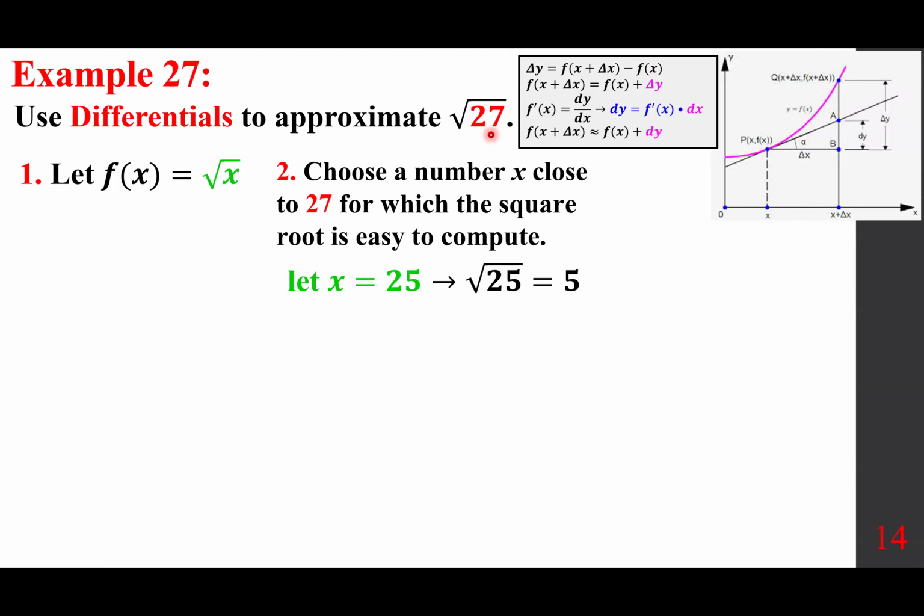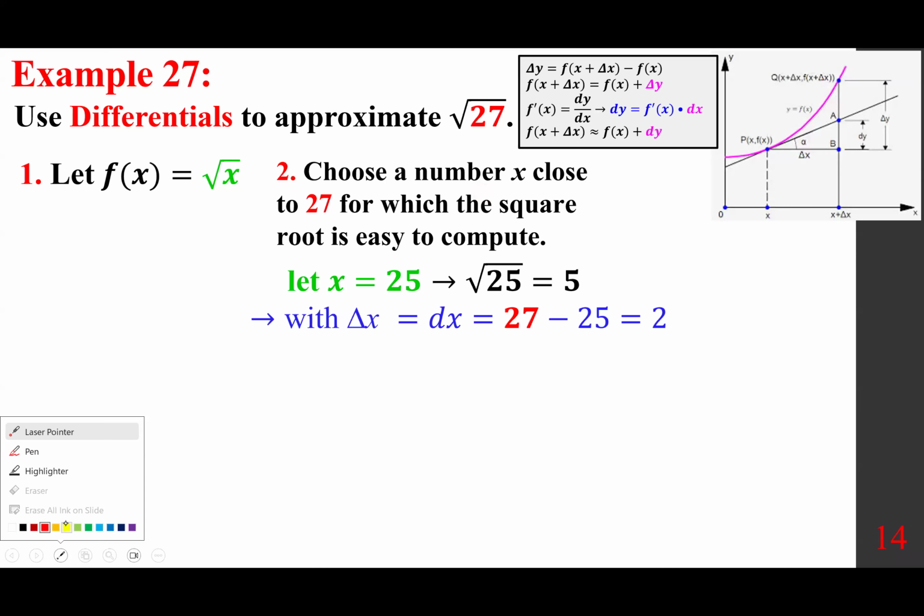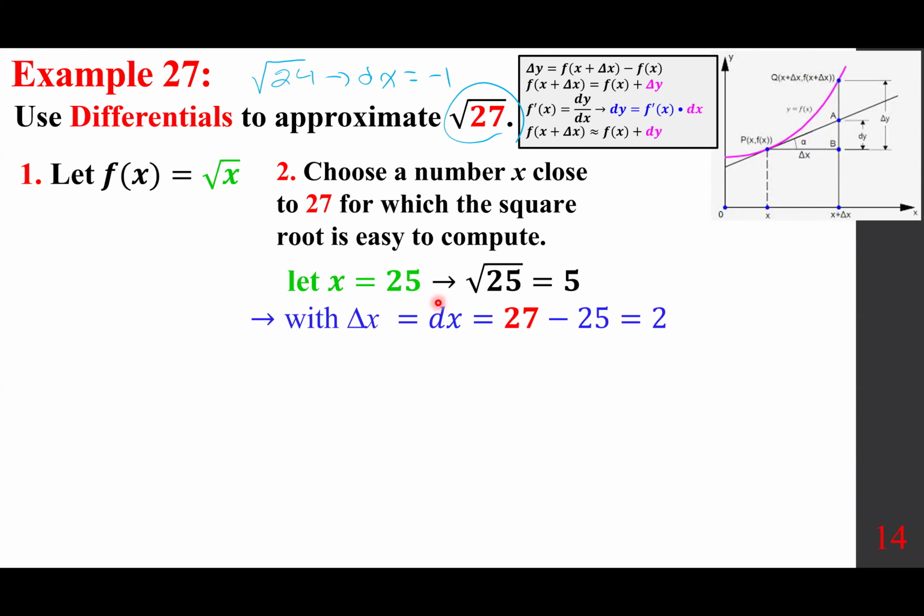So as we move from the known square root of 25 to the unknown square root of 27, delta x or dx becomes positive 2 because it's 27 minus 25. Again, just to emphasize how we came up with that, if for the sake of argument we wanted square root of 24, then dx would be negative 1, because that would be 24 minus 25. Positive means larger than 5, negative means less than 5.